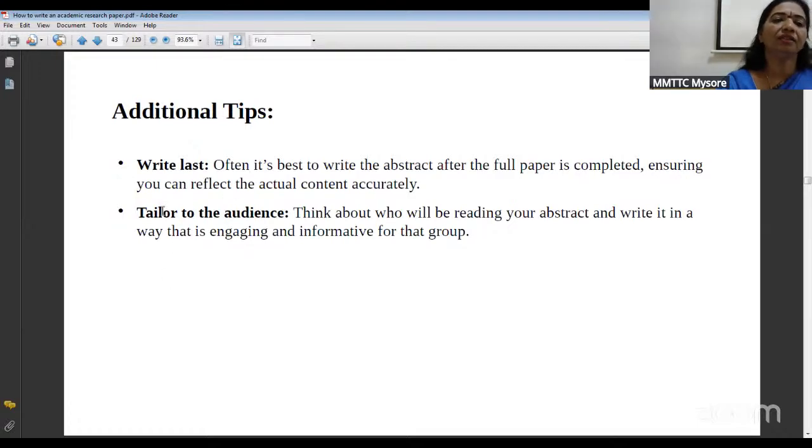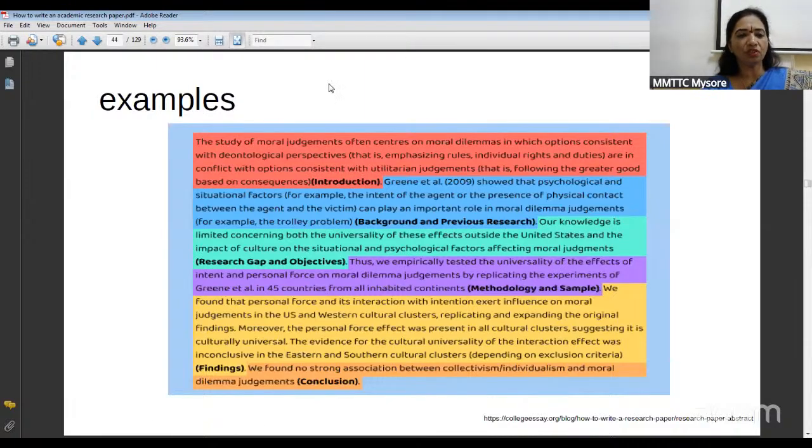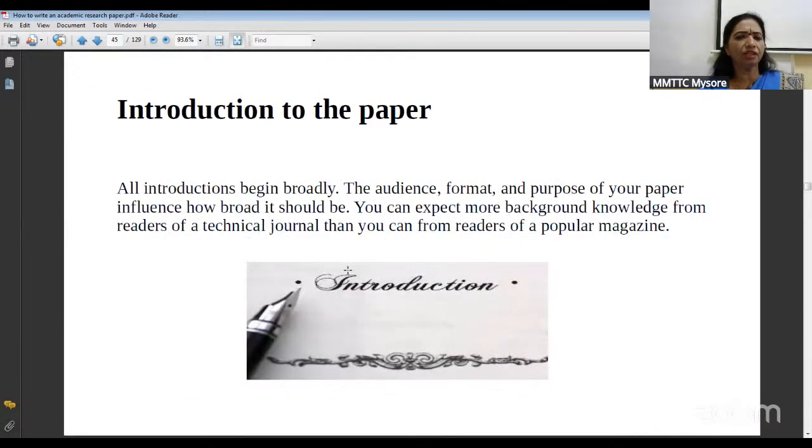So what are the additional tips for writing an abstract? Write last. First of all, you should write the introduction, results and discussion, method, all the sections. Once you have completed your paper, then go to the first thing, that is writing an abstract. Don't start writing the abstract first, because your results and discussion may vary from time to time. Therefore, you should write the abstract last and tailor it to the audience. So think about who will be reading your abstract and keep them in mind. So these are the examples of writing abstracts. I'm not going to read them, so you can go through them later if the slide is shared with you.